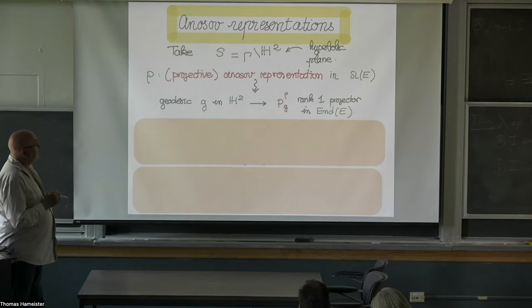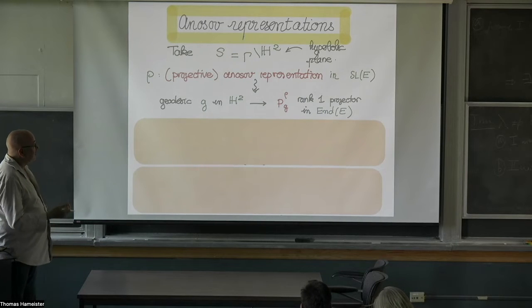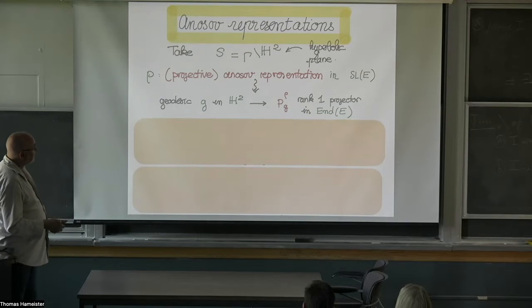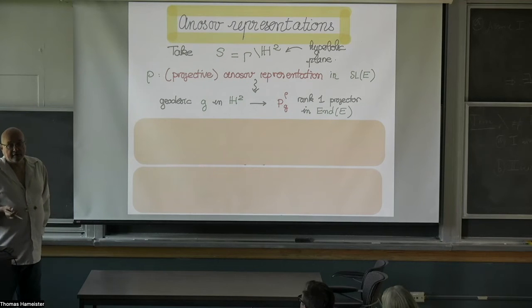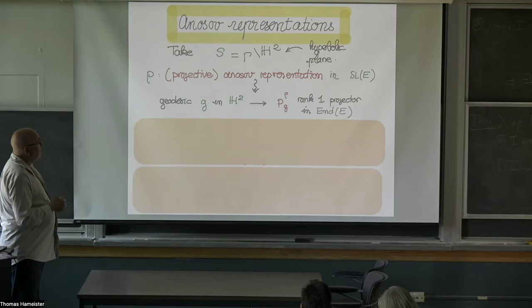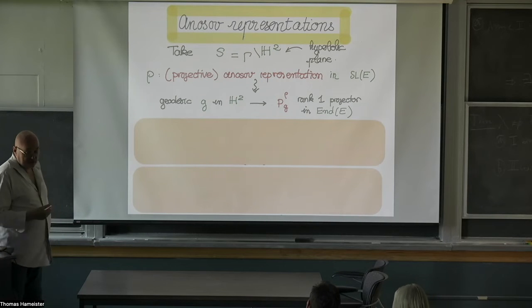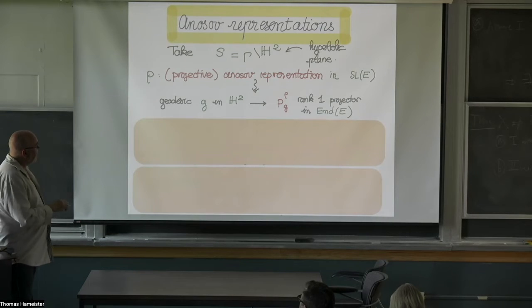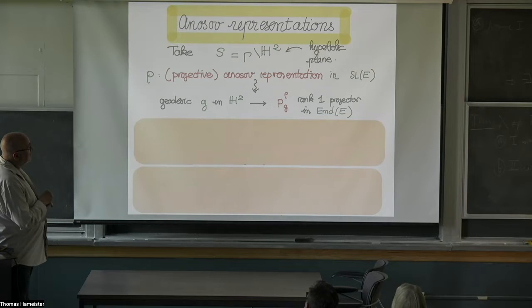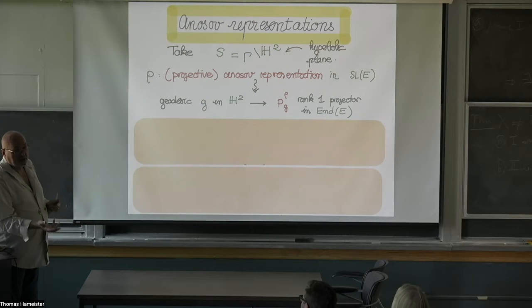So Anosov representations are a very specific case of a representation of, let's say in our case, a surface group into SL_n, which satisfy some kind of dynamical properties. So, take your surface and imagine your surface is a quotient of the hyperbolic plane, right? So, what is a projective Anosov representation? The point that you need to know here is that anytime you have a pair of points, a geodesic in H2, you obtain a rank 1 projector, an endomorphism.